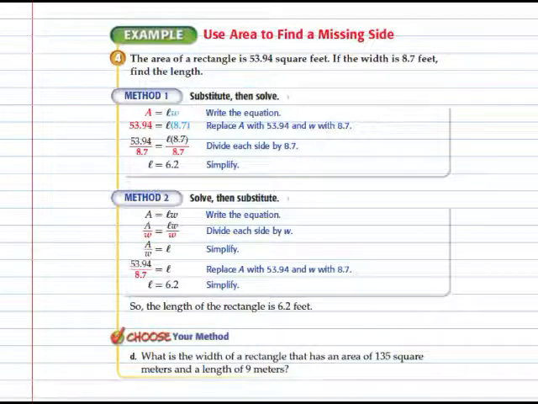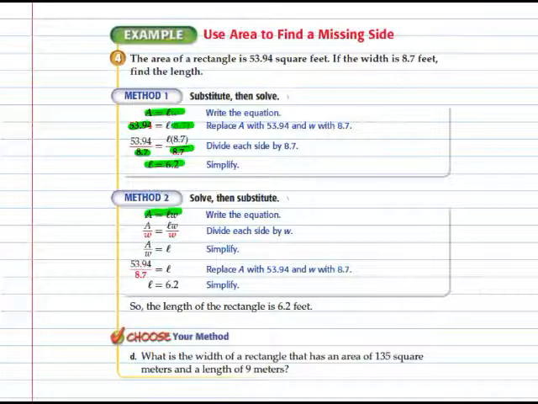Use area to find a missing side. Our formula is area equals length times width. We know the area, we know the width, so we would divide both sides of our equation by 8.7, which gives us the length of 6.2.